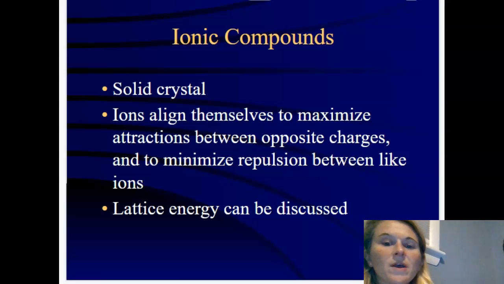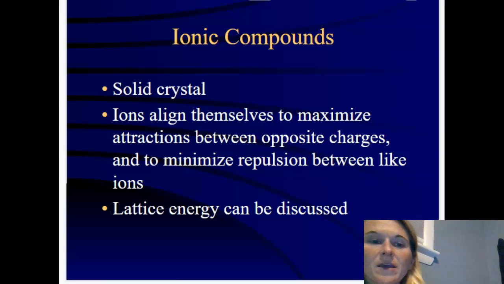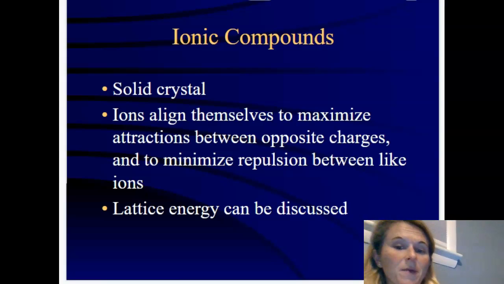Okay, so now let's bring these guys together. We've been talking about ions and about their sizes and the energy in the bonds. So let's make some ionic compounds. So first off, ionic compounds are solid crystals. That means we have a metal and a non-metal bonded together. And we'll talk about them also when we talk about acids and bases.